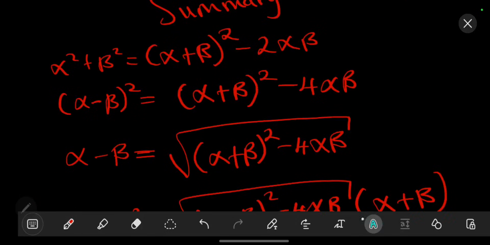Summary of the identities that we have looked at. So we have looked at this one.